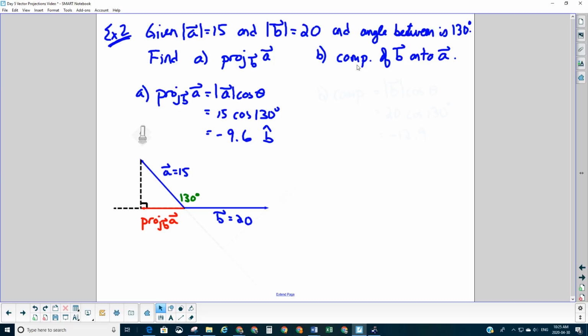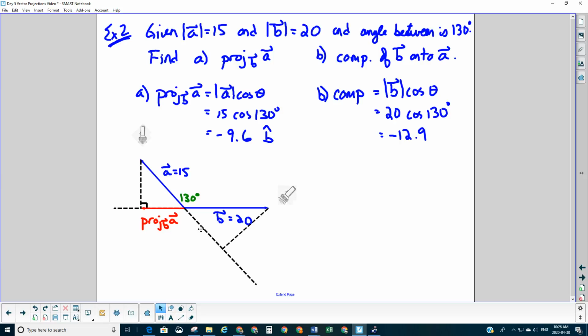Now let's try and find the component of B onto A. So it's the opposite. This was A onto B. This is B onto A. And it's the component, so I only care about the magnitude. I don't care about the direction. So the component's still the same formula. It's B cos theta. This time B is 20. The angle between is still 130. And your component is negative 2.9 if you punch that in your calculator. I don't need the units because I'm only talking about component. So why is that one negative? Well, you can imagine that the flashlight is perpendicular over here and it's working backwards, and that's your negative component.